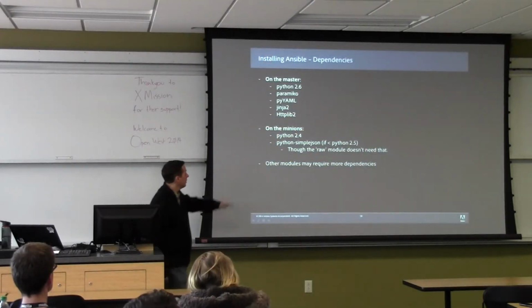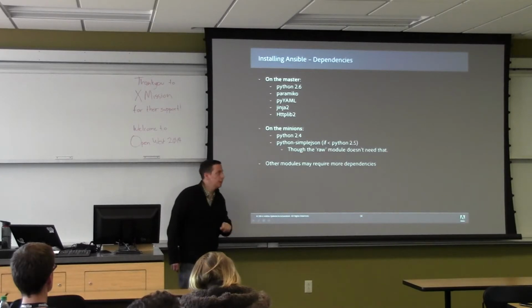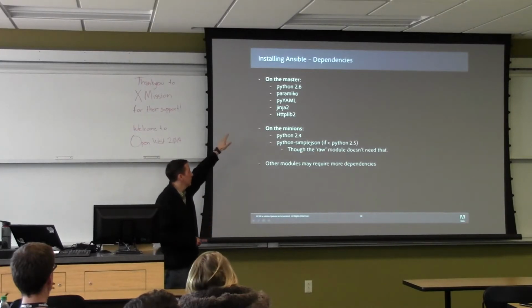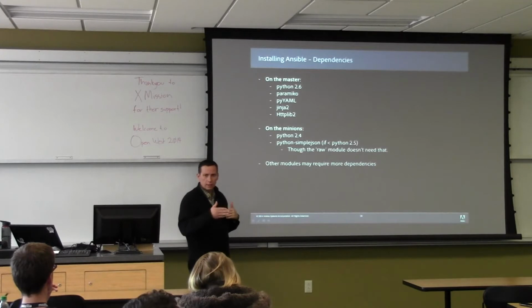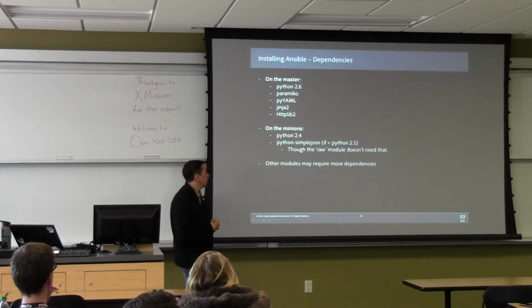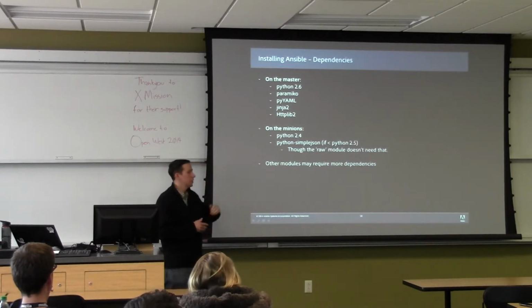On the master, you just need at least Python 2.6, a few modules: Paramiko, which provides the SSH transport layer, YAML support, Jinja2 for templating, and then httplib for making HTTP requests.